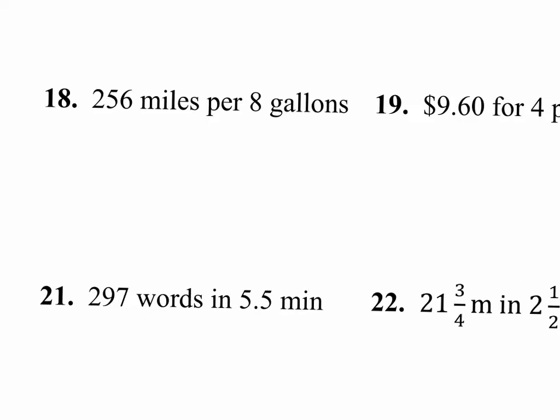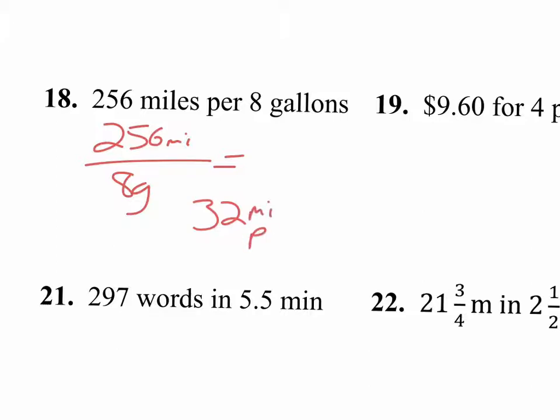To find how much it is per 1 gallon, I'm going to take 256 miles per 8 gallons. And then if I divide 256 divided by 8, you'll get 32. That's 32 miles per gallon. Remember this line means per, and it has miles on top, gallon on bottom.